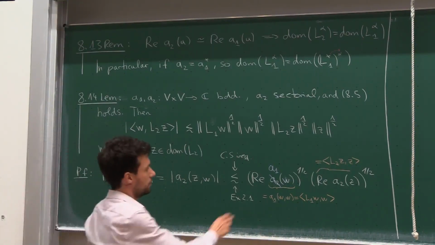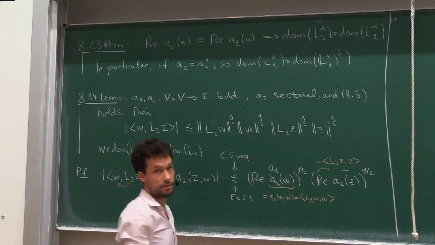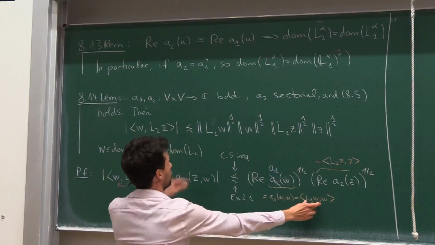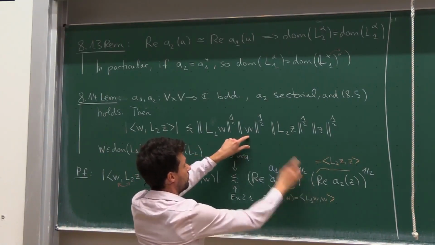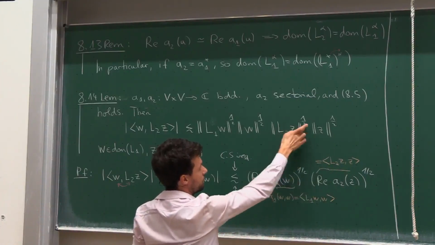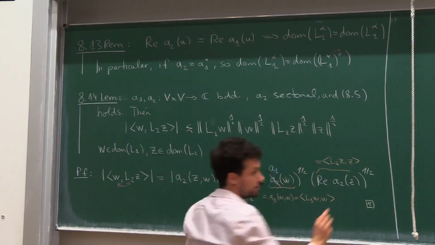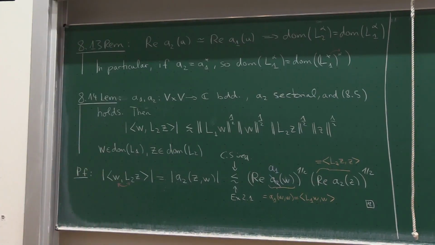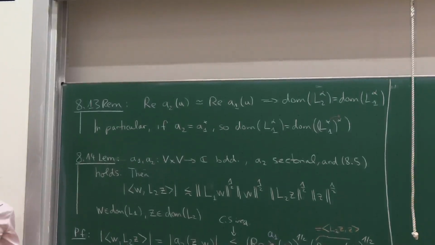Well, now you just estimate the real part of this by absolute value, and then you use Cauchy-Schwarz on this. And so it gives you L1 norm power 1/2, W norm power 1/2, this term power 1/2, this term power 1/2. So that's all. Proof accomplished. Questions?